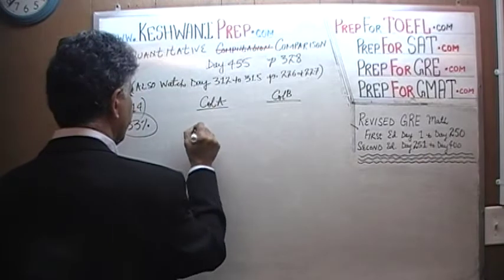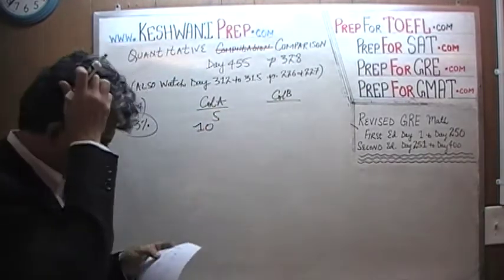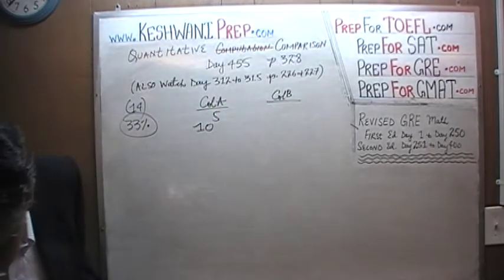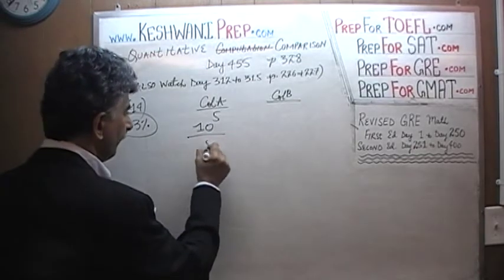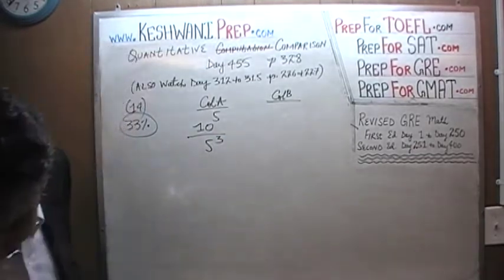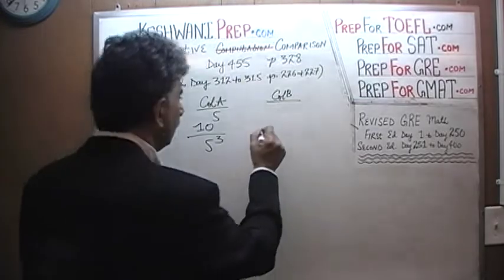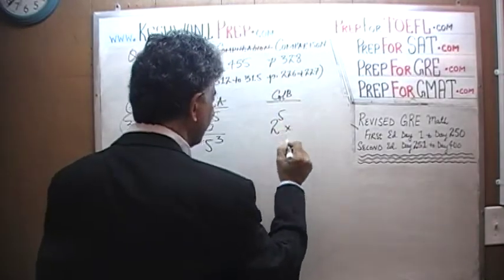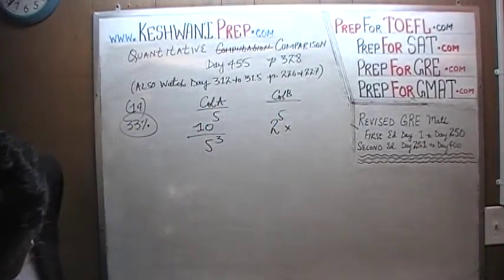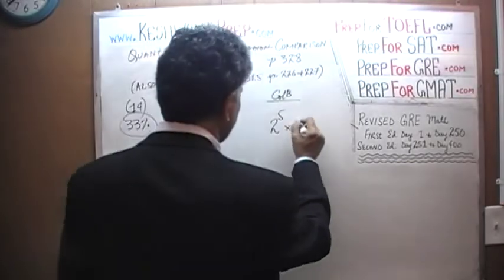In column A, we have 10 raised to 5 over 5 raised to 3, versus column B: 2 raised to 5 times 5 raised to 2.